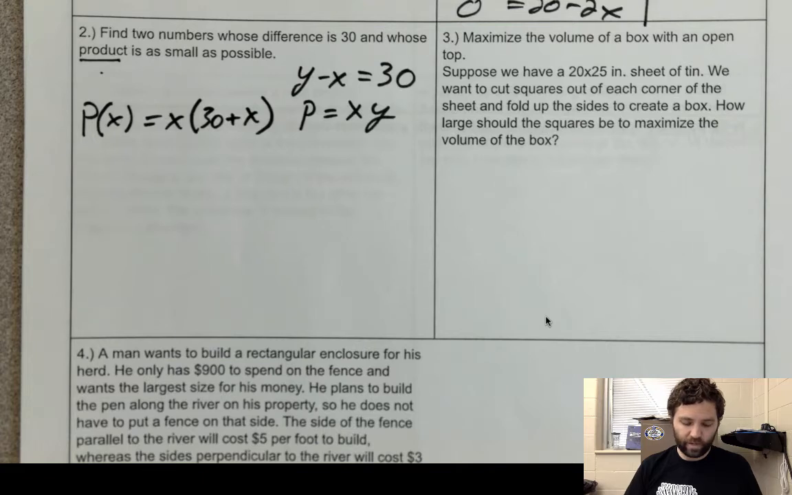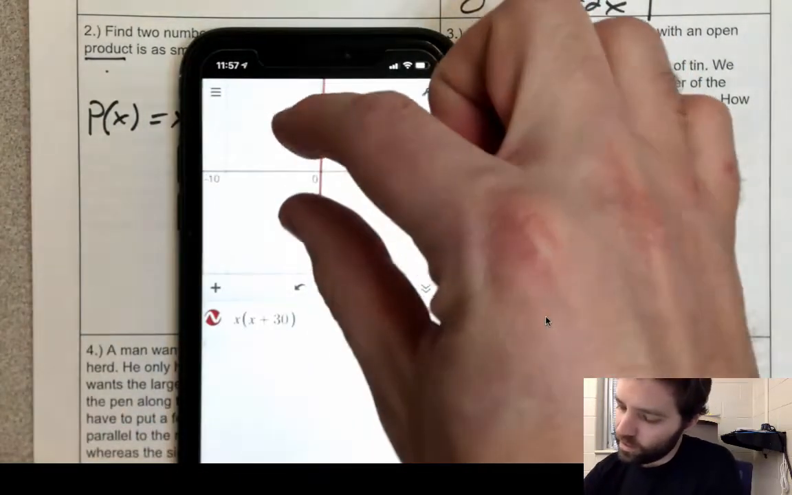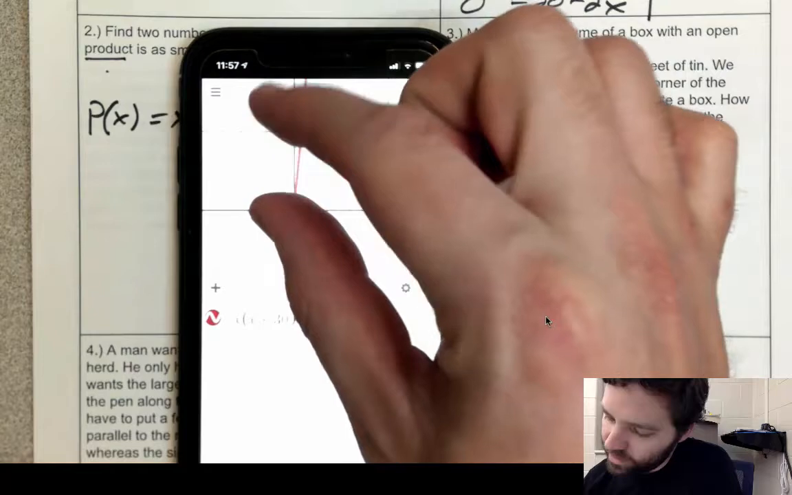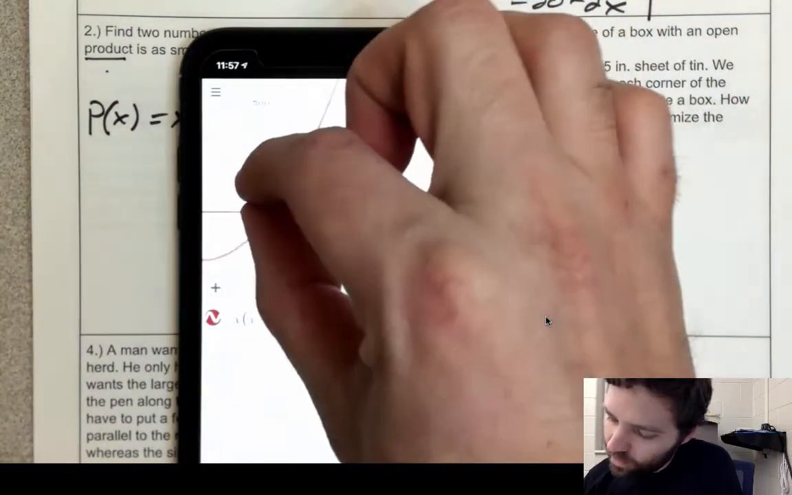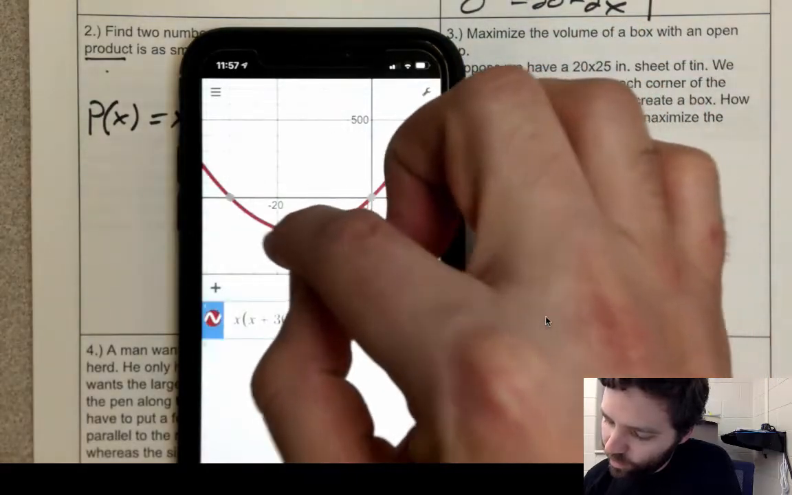We don't even need to simplify it necessarily, so we will just go x times x plus 30. Turn on projector mode here. Okay, we can't really see what's going on, so let's squeeze it on the y-axis here, see if we can figure it out. Okay, so here's our minimum over here.